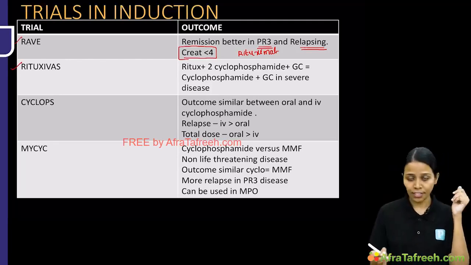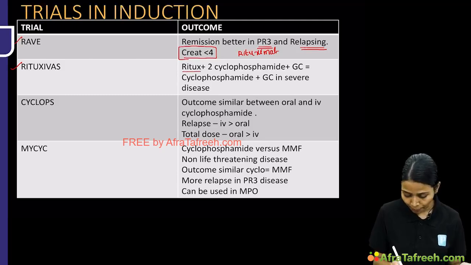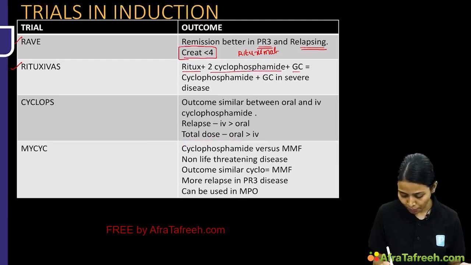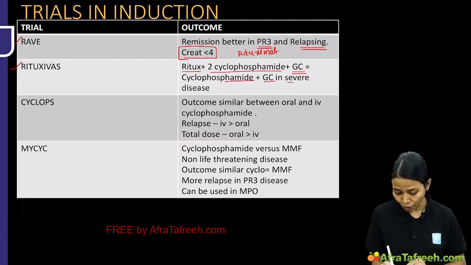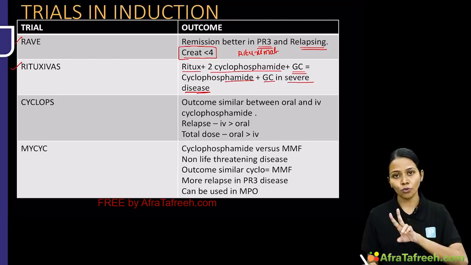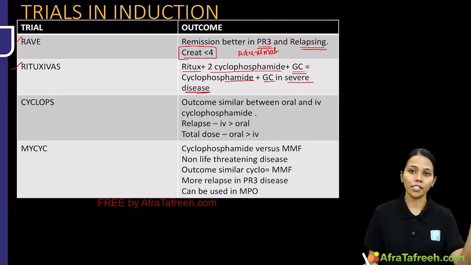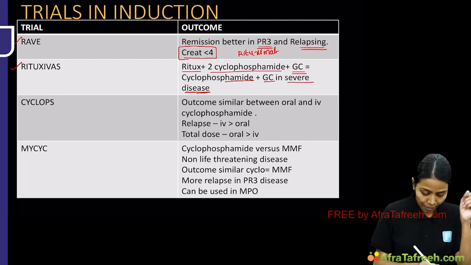Second is the RITUXVAS trial, which I just told in the last slide. So rituximab plus 2 doses of cyclophosphamide plus glucocorticoids is equal to cyclophosphamide plus glucocorticoid in severe disease. Okay. So you give 4 doses of rituximab plus 2 doses of cyclophosphamide. This is similar to giving cyclophosphamide plus glucocorticoid, even in severe disease. So this is second. Third one is Cyclops.